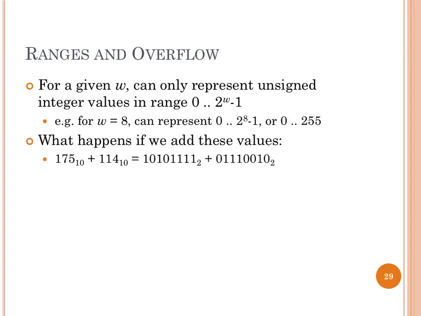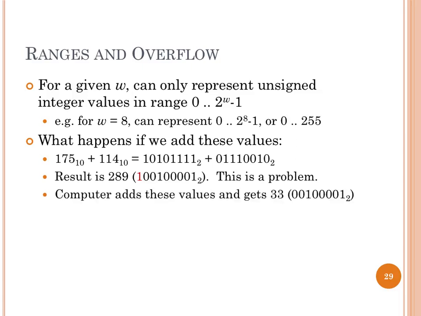Okay? So what happens if we add 175 and 114? Do we get a value larger than 255? Yes, so we're sad. Well, maybe our computer's not sad, but we certainly are. Because if you did this, you would get a value that requires more than 8 bits. And so we know the answer should be 289, but the computer says the answer is 33, and we're really sad. Okay?